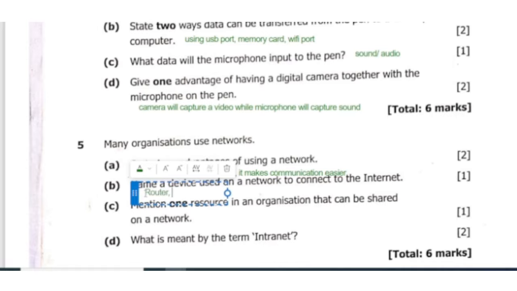And the other one is you can use a hotspot from your phone, as well as you can also use a modem. Among those three I've given you, you can pick one, because they just want one. Which one? You name a device used on a network to connect to the internet. So router, hotspot, modem, all these three are correct. So you can just write one.